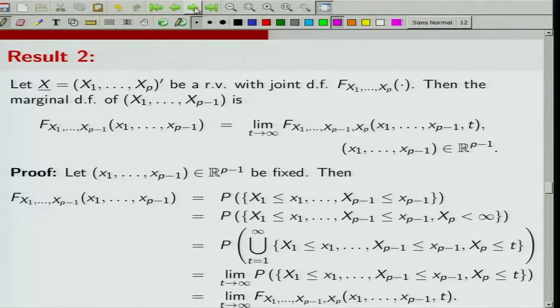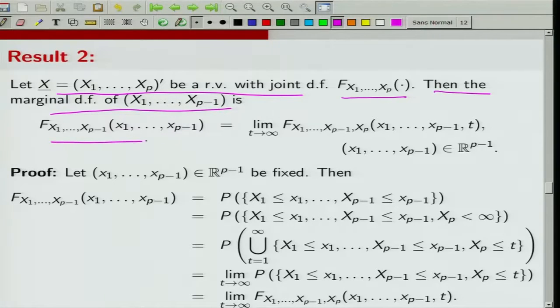So, let us see how to get the marginal distribution. Let X be a p dimensional random variable, and suppose F(x1, x2, ..., xp) is the joint distribution function of X1, X2, ..., Xp, and suppose I have to get the marginal distribution function of X1, X2, ..., Xp-1. What it says is, to get the marginal distribution of X1, X2, ..., Xp-1, consider the joint distribution of X1, X2, ..., Xp and take the argument of the unwanted variable, which was xp, to infinity.